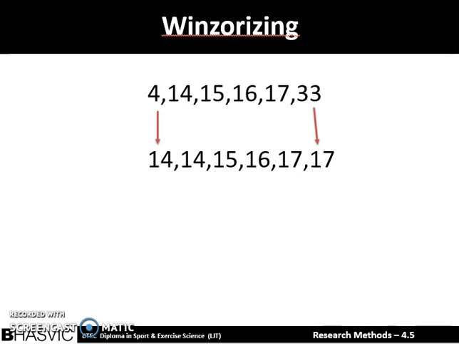Next is winsorizing. This process is when you have a legitimate outlier that can be modified to become the next nearest or acceptable value. Here we have 4, 14, 15, 16, 17 and 33. Here 4 and 33 are both outliers, as they are not similar to the rest of the data. With 4, the next nearest data is 14, so this 4 would turn into a 14. With the 33, just like with the 4, the next nearest value in the data is 17, so this 33 would then change into a 17.